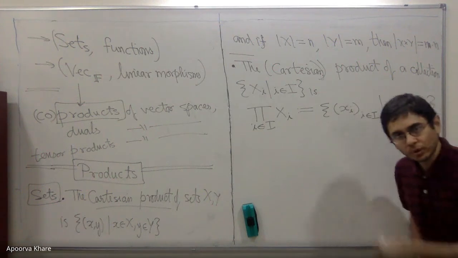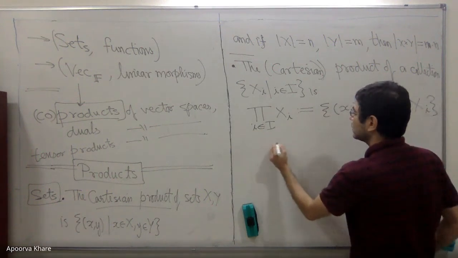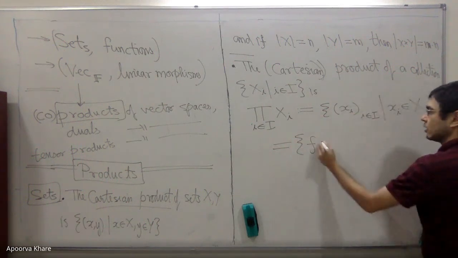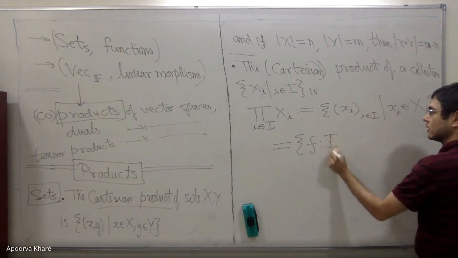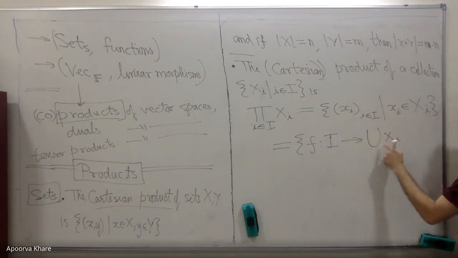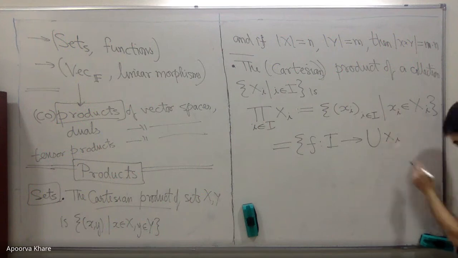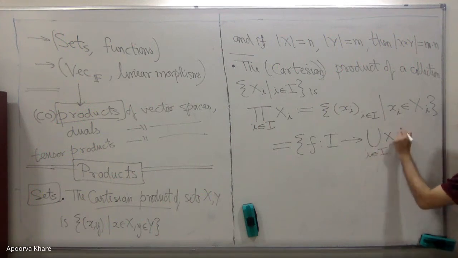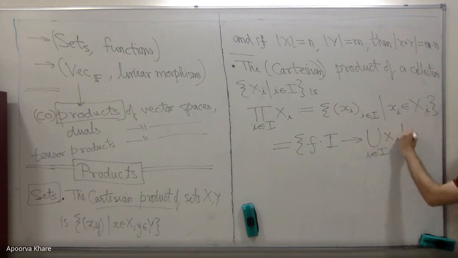There is another way to write this down systematically. You can also say that this is equal to the set of all functions from I to the union of the x_i. I'm not saying that the x_i's are disjoint. They may have some common intersection. That's fine. Such that f of i belongs to x_i.